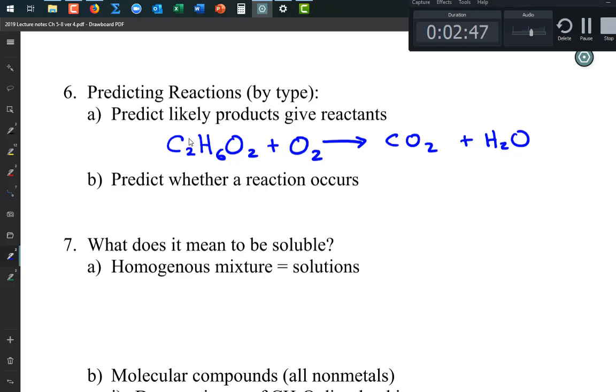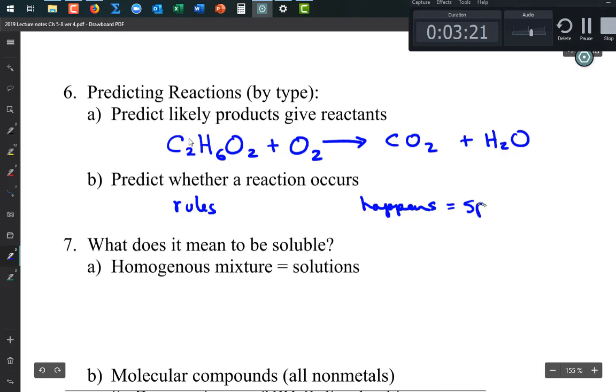Okay, that's one. Then you have to predict whether or not a reaction occurs. And so we're going to have some rules about when a reaction occurs. But like for a combustion reaction, we're just going to say it always occurs. And how do you know that? Same reason you know what the products of a combustion reaction are. I just told you. It just happens. So you're going to have to predict. So sometimes we have rules. And sometimes it either happens or it doesn't happen. And in this class, it just happens. It's spontaneous, okay, is what we say. Certain types of reactions just happen regardless of what the reactants are, as long as they fall in the right class of reactants and they go through a certain type of reaction.